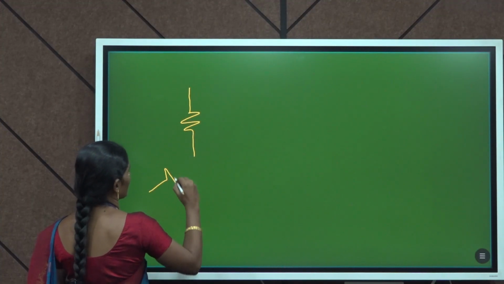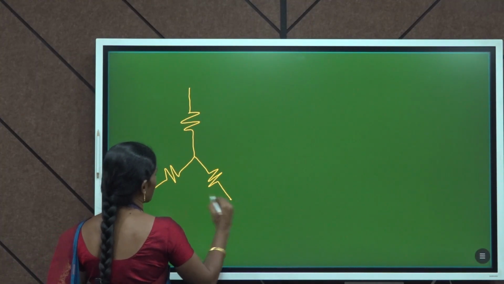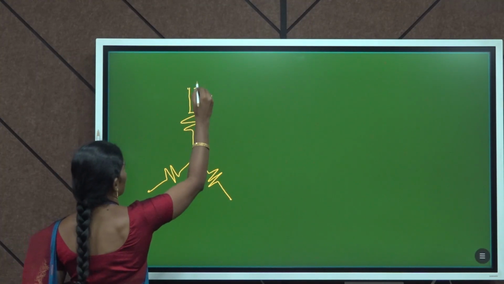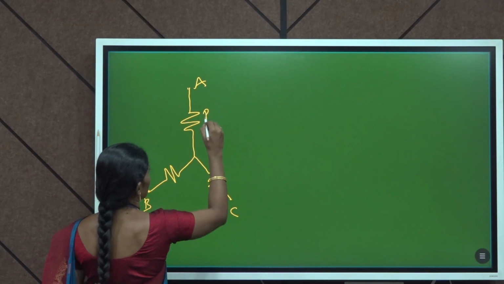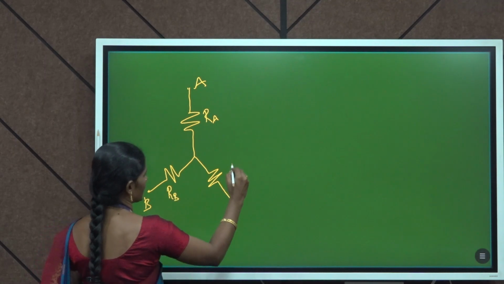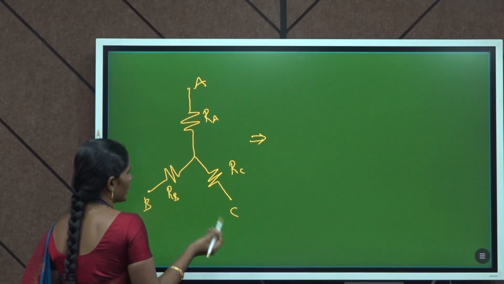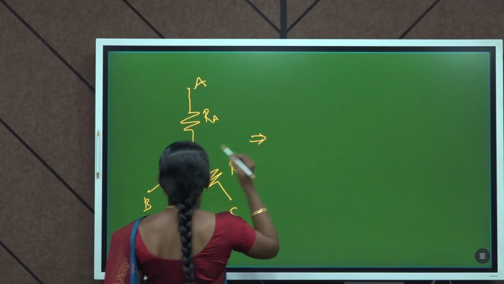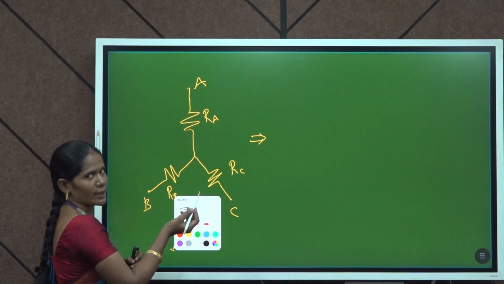This is a star network. Star as well as delta has three terminals named A, B, C. This resistance is named RA, the B terminal resistance is named RB, as well as RC. This is a star network. In this star, we can replace it with a delta network by connecting the terminals.